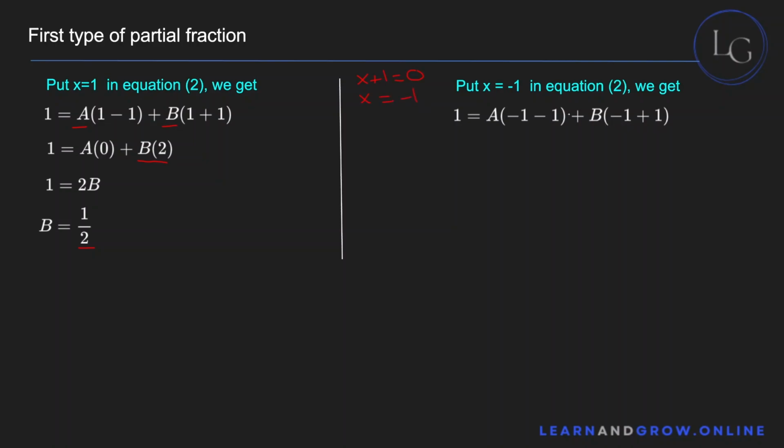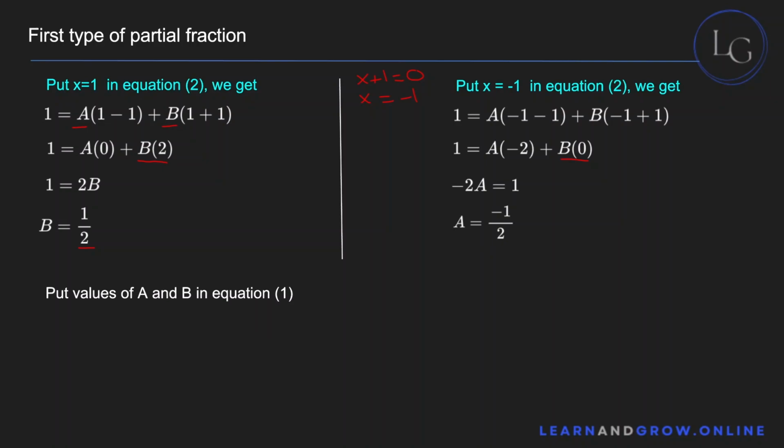And when you do that, b will be multiplied with this 0, minus 1 plus 1 equal to 0. And a will be multiplied with minus 1 plus minus 1, minus 1. So minus 2a is equal to 1, and a is equal to minus 1 by 2. So we have found the values for a and b.